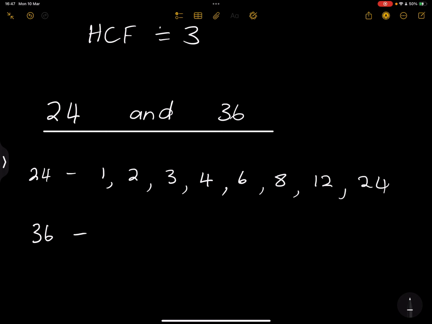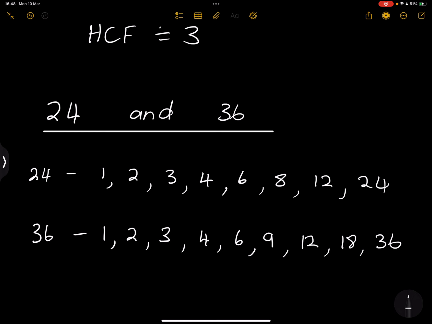Right, and then what are the factors of 36? Right, yet again, let's do the very same thing. So that's going to be 1. That's definitely 2. It's definitely going to be 3, right? Okay, and in this case, that's going to be 4. That's going to be 6. Okay, that's going to be 9. Okay, that's going to be 12. That's going to be 18. And that will be 36.